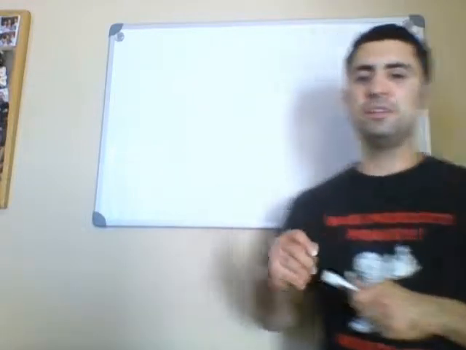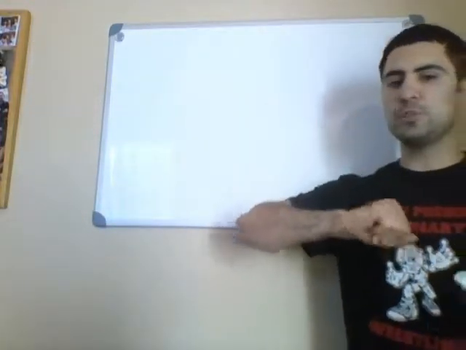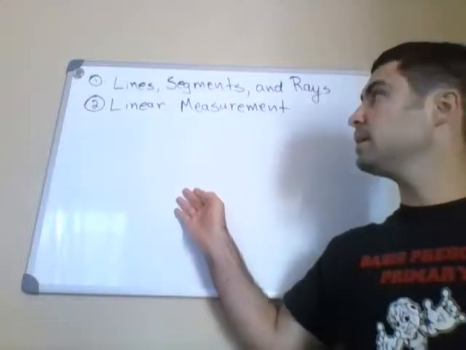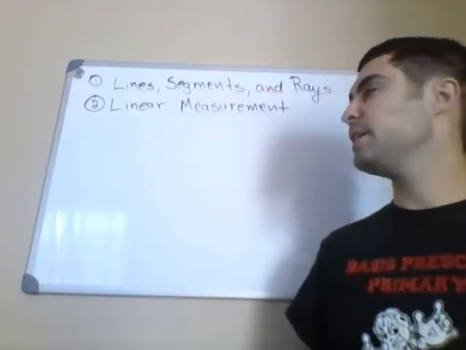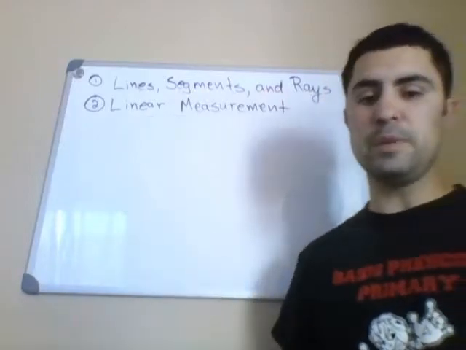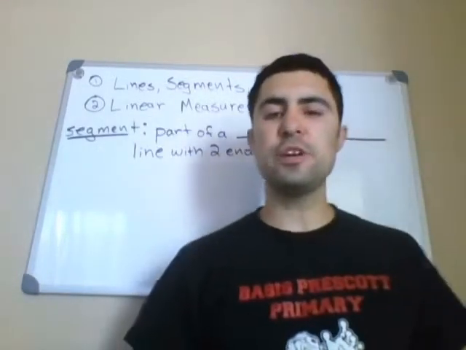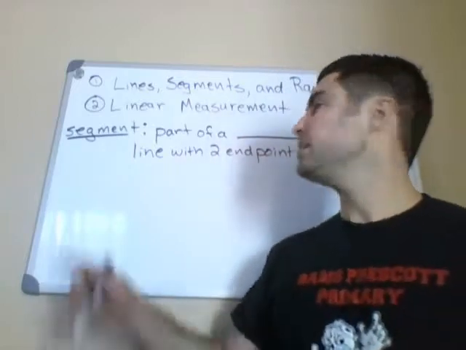Today we are going to work on, watch, I'll make it magically appear. Lines, segments, and rays. That's the first thing we're going to learn. The next thing we're going to learn is linear measurement. Alright, let's do a couple definitions. The first definition is segment.